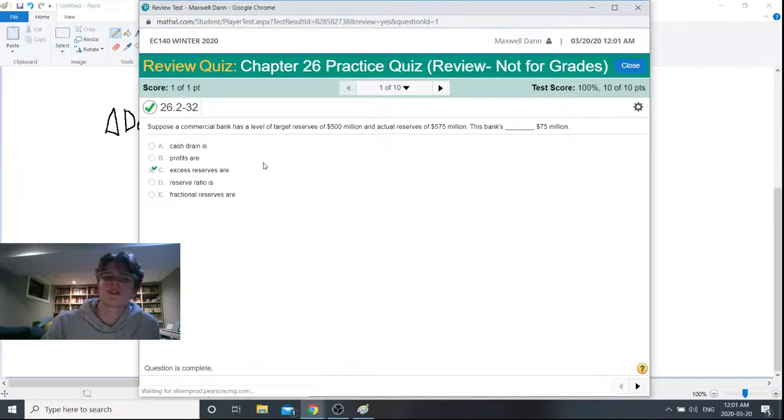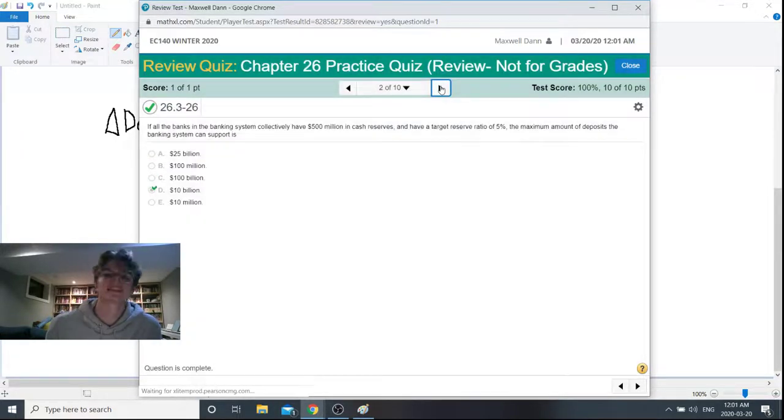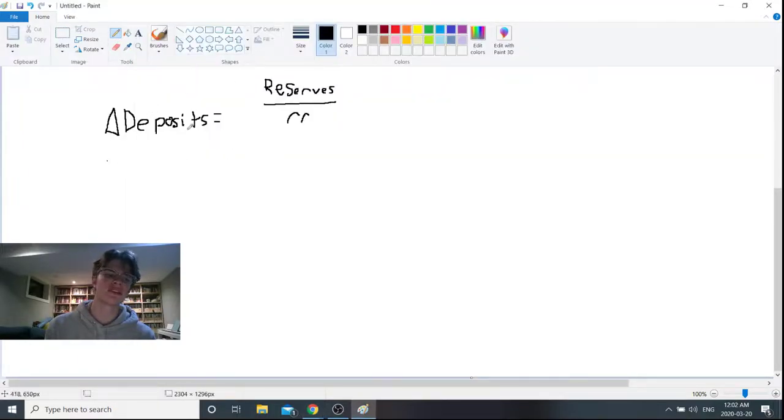So this first question: suppose a commercial bank has a level of target reserves of 500 million and actual reserves of 575 million. That means that these other reserves are in excess, and they will be loaned out. So here we go. If all the banks in the banking system collectively have $500 million in cash reserves and have a target reserve ratio of 5%, the maximum amount of deposits the banking system can support is just 500 million divided by 0.05, which gives us 10 billion. Just using this formula right here.